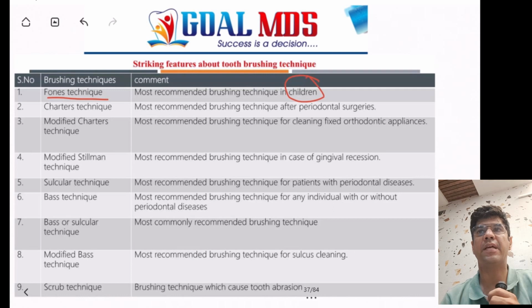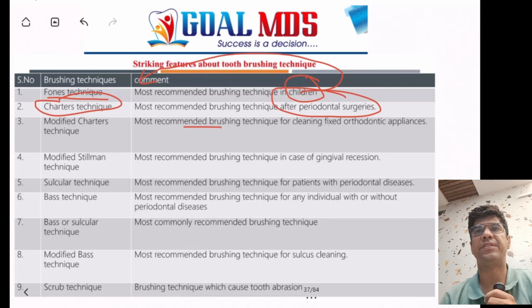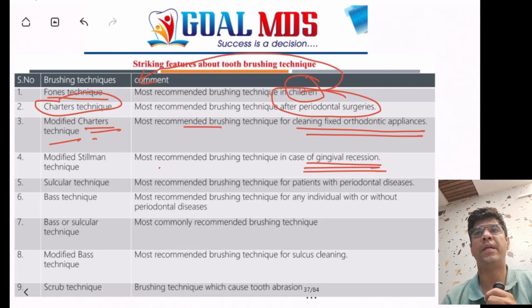The most recommended brushing technique in children is the Fones technique. The most common brushing technique after periodontal surgeries is the Charters technique. The most recommended brushing technique for cleaning fixed orthodontic appliances is the modified Charters technique. The most recommended brushing technique in case of gingival recession is the modified Stillman technique.